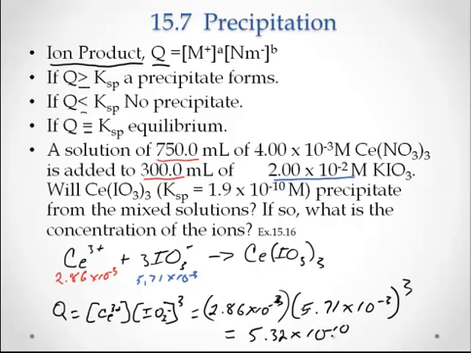Well, let's look at the value of the Ksp. Look at that right there. Now compare those two. Since 5.3 times 10 to the negative 10th is bigger than 1.9 times 10 to the negative 10th, we will get a precipitate.